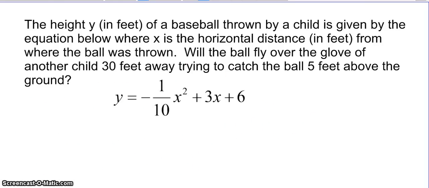The height y in feet of a baseball thrown by a child is given by the equation below, where x is the horizontal distance in feet from where the ball was thrown. Will the ball fly over the glove of another child 30 feet away, trying to catch the ball 5 feet above the ground? So determine, will the ball fly over the glove, or will the child be able to catch the ball? Pause the video, figure it out, unpause when you are ready to check your understanding of your knowledge.